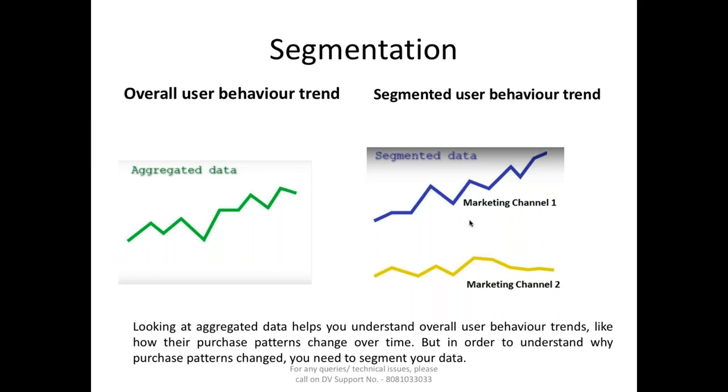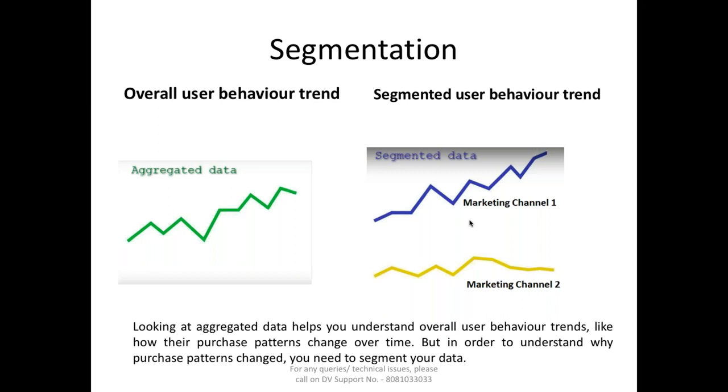Okay. So this is the power of segmentation. Looking at aggregated data helps you understand overall user behavior trends. For example, 5 point something was the aggregate conversion rate. And we are happy because we are converting at a much better rate. We know the online conversion rate worldwide is 0.5 to 4%. We are already doing it close to 6%. So I am really relaxed. But it is the segmentation that helped me understand that I could have done much better.